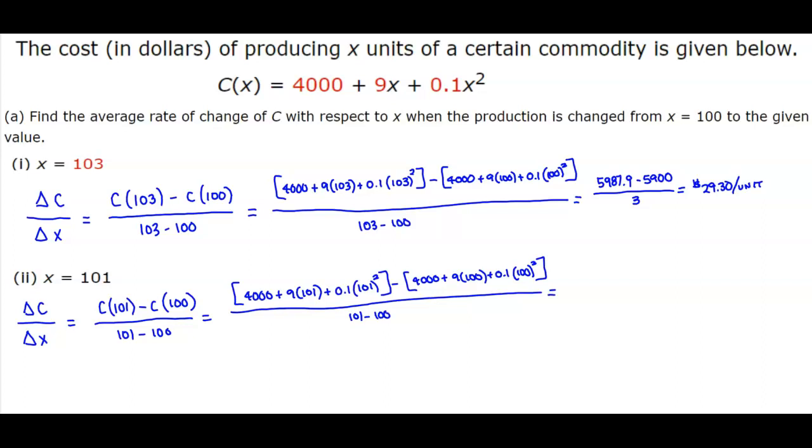And so therefore we get the following. We get 5,929.1 minus 5,900 divided by 1. And therefore we get $29.10 per unit.